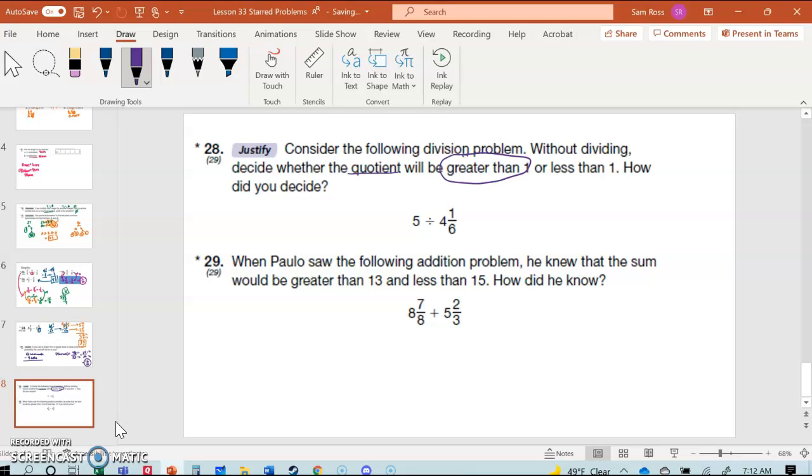When Paolo saw the following addition problem, he knew the sum would be greater than 13 and less than 15. How did he know? He probably rounded. So let's see. This is close to 9, and this is close to 6. So that's where I got the 15. And then if I did 8 plus 5, which is not the correct way to round, I'd get 13. So that's how he knew.